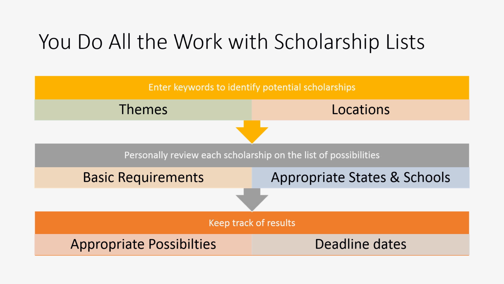Now, with the scholarship list, you do all the work with the list. You enter the keywords to identify the potential scholarships, both themes and locations. You have to personally review each scholarship on the list for possibilities based on basic requirements and appropriate states and schools, etc. You then have to keep track of the results for the appropriate possibilities, the deadline dates. You've got to either make a handwritten list or you've got to bookmark them. You do all the work with lists.